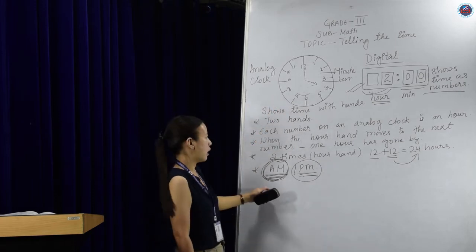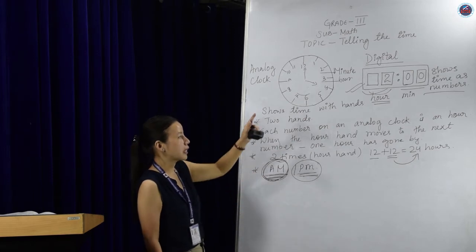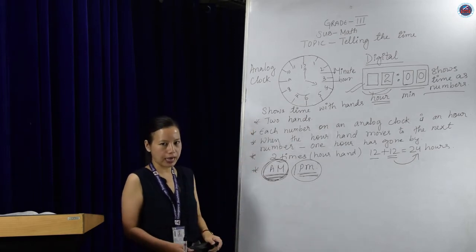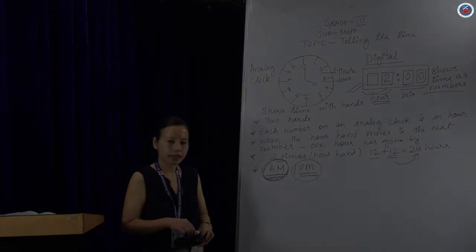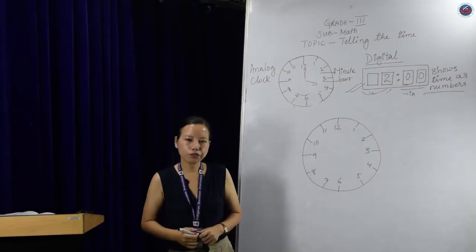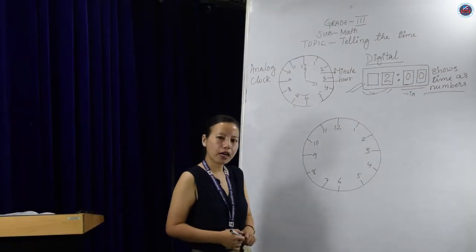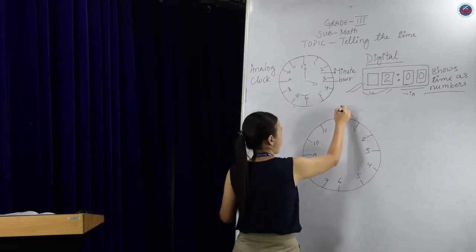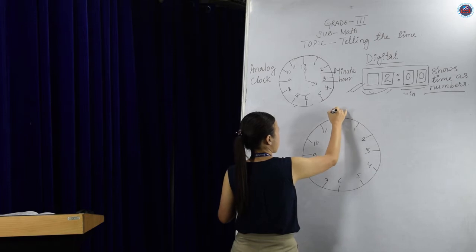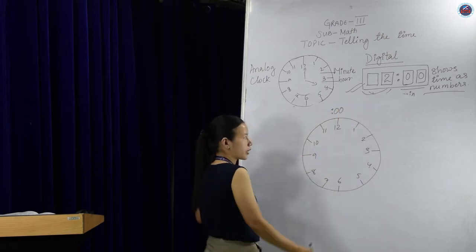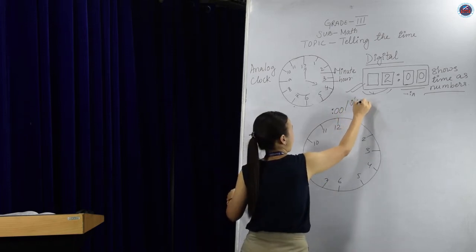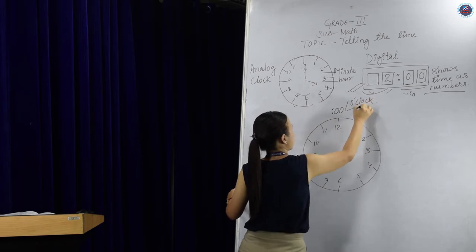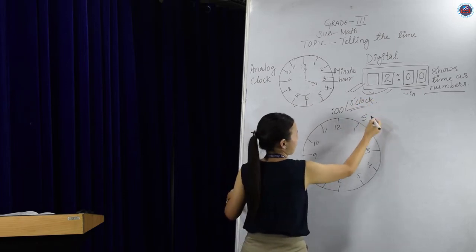Now let's talk about the minute hand. How do we read the minute hand? Now let's count for the minute hand. How do we count the minutes on a clock? We start from the top, where we write 0, or we call it o'clock. And then we count by 5 each.